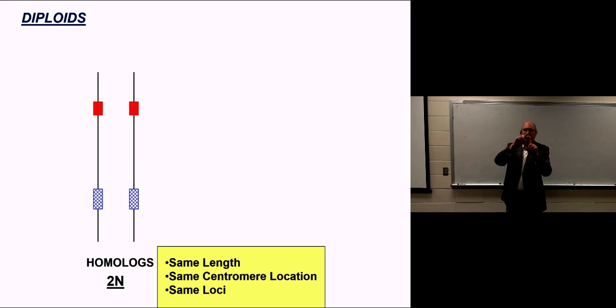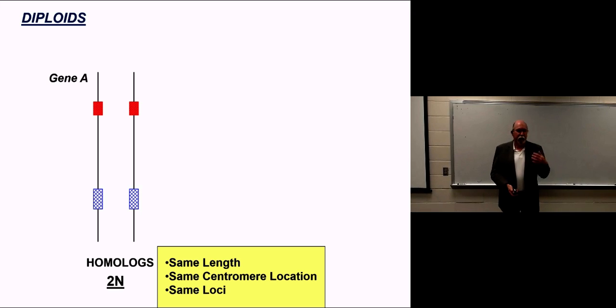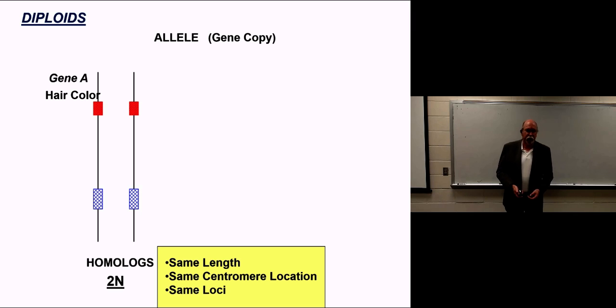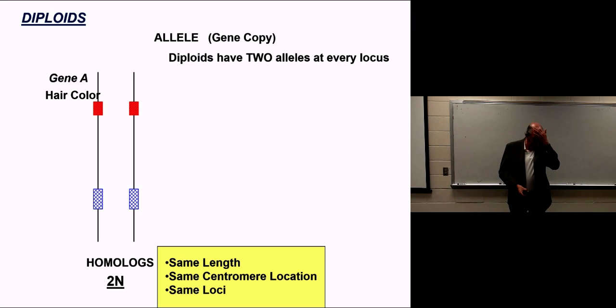If the locus for hair color is up here on this chromosome number 2 that you got from mom, the hair color locus is going to be in the same spot on the chromosome you got from dad, on the homolog that you got from dad. Okay, so we have gene A, it's located in some spot like this, and it's in the same spot on the other homolog. Those are called alleles. The two pieces of genetic information that are found on these two homologs are called alleles of each other.